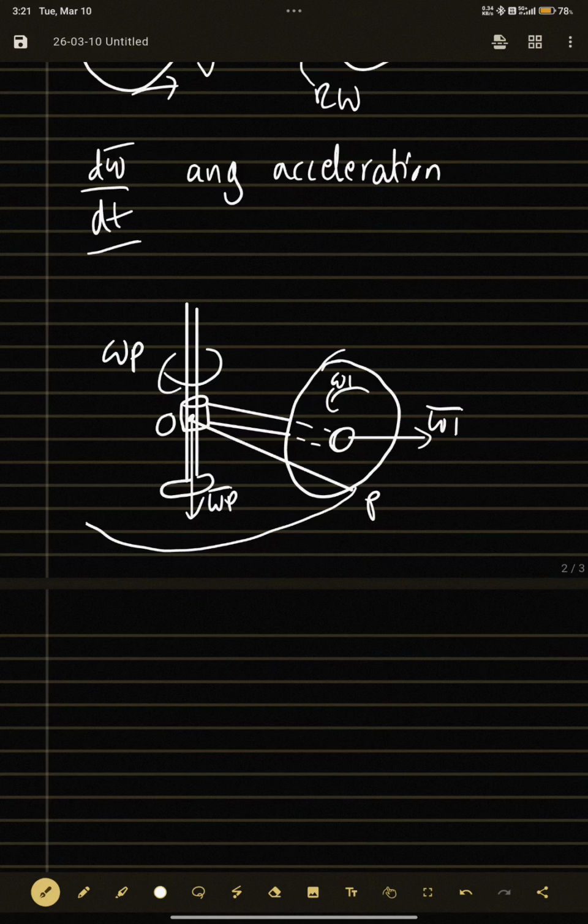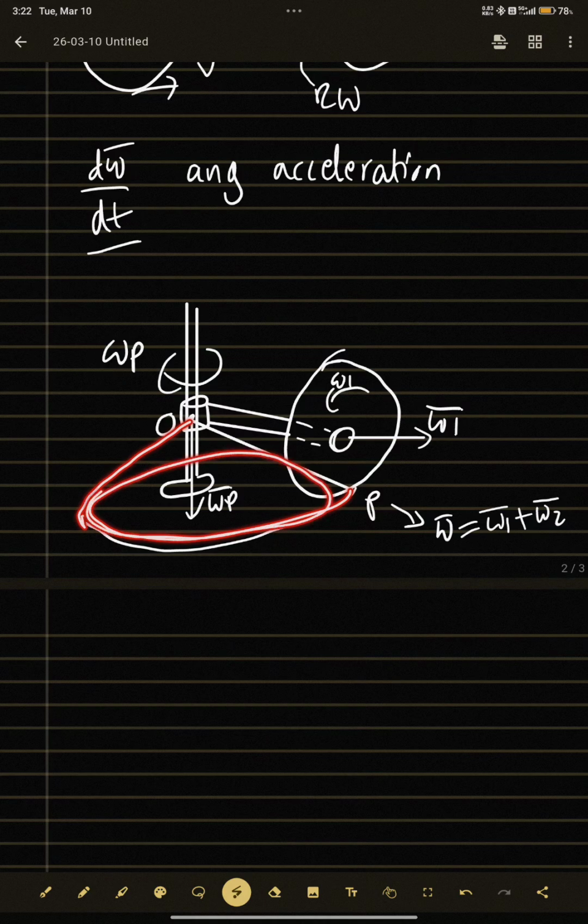So obviously this will be the direction of total omega. What is this total omega? Omega 1 plus omega p. How is the absolute motion of this omega 1? This is the space cone, and this will be the body cone. Here it is more easy to understand.